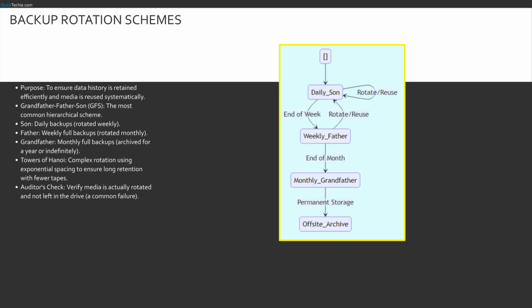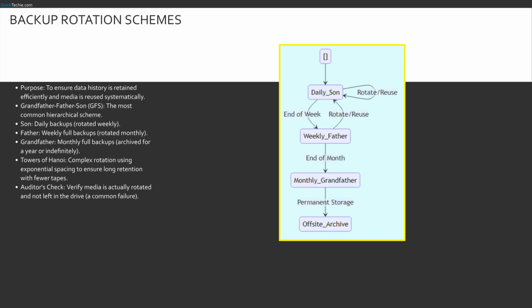You have the data, now how do you manage the tapes or disks over time? We use rotation schemes. The standard is grandfather-father-son, GFS. Think of it as a hierarchy. The son is your daily backup, usually an incremental or differential. The father is your weekly full backup. The grandfather is your monthly archive. This ensures you can go back to yesterday, last week, or last year. Another method is Towers of Hanoi, based on a mathematical puzzle, which optimizes media usage for long retention.